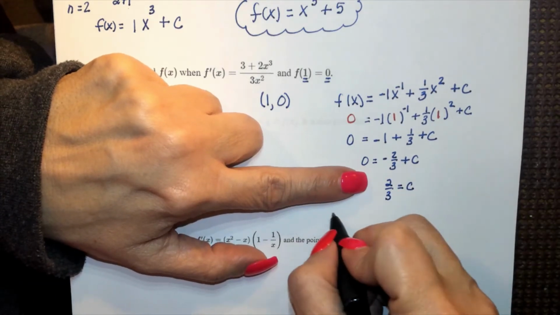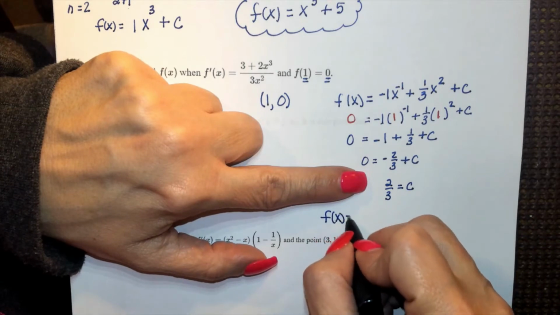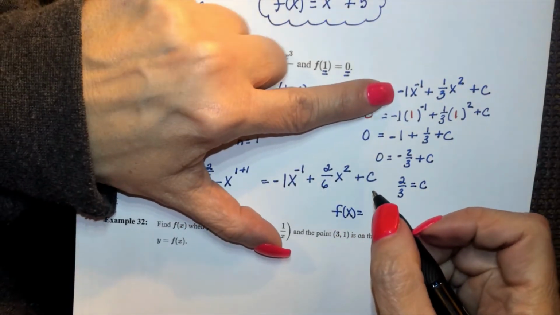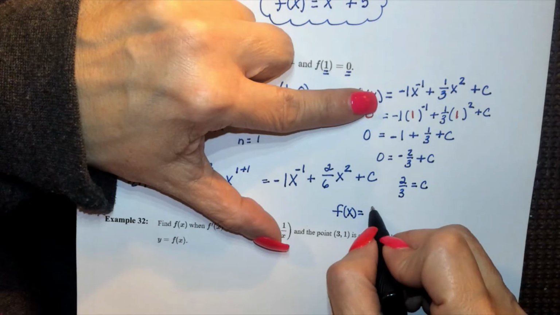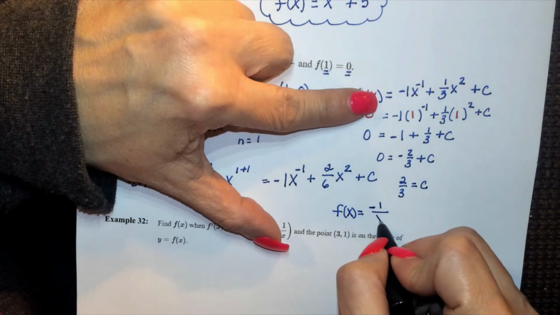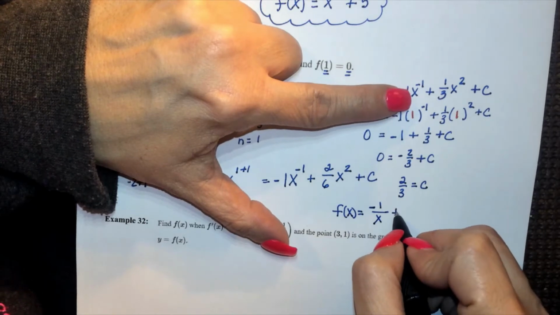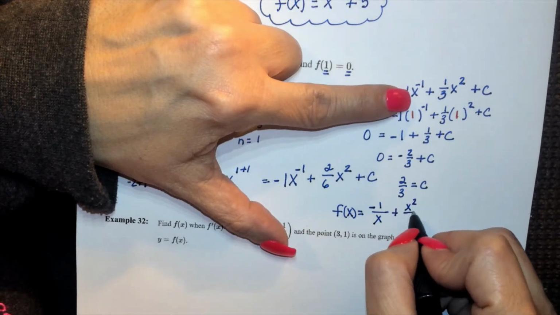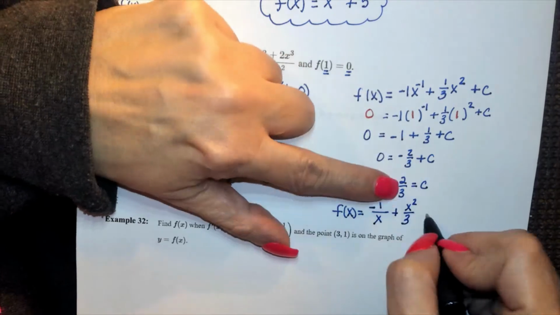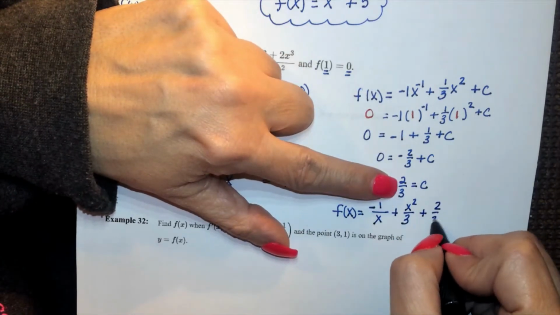Now I know what c is, so I'm going to put my final f of x equals negative 1 over x to the negative 1. That's a whole lot like negative 1 over x. I'm going to move that negative 1 down. Plus x squared over 3 plus 2/3.